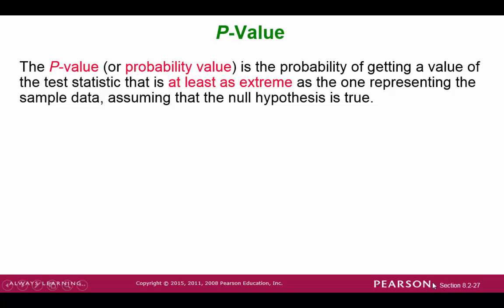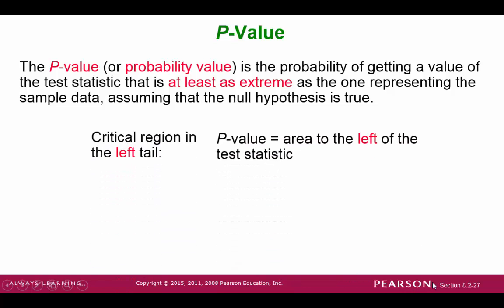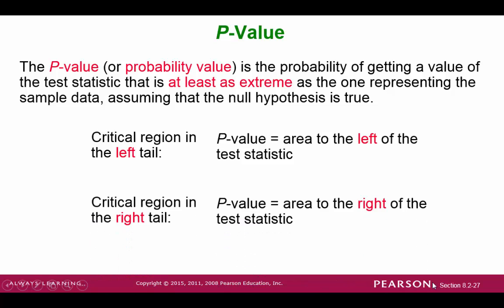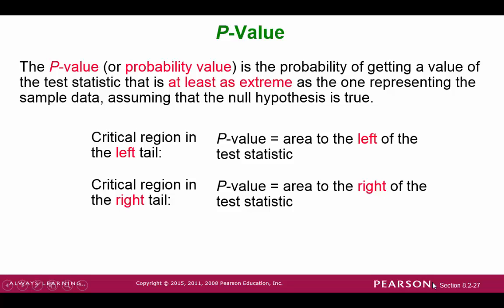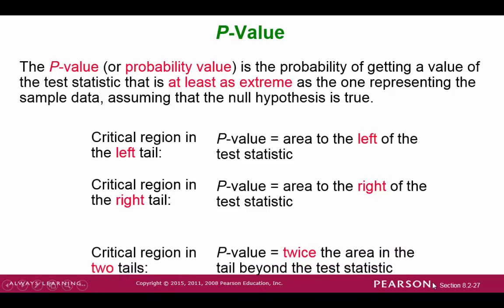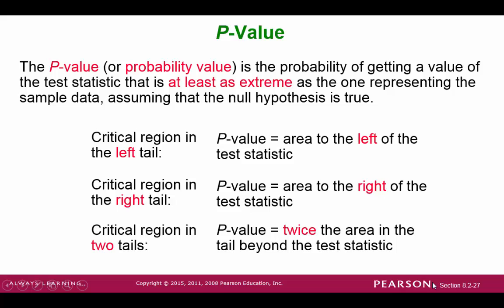The p-value is called a probability value, and it's the probability of getting a test statistic at least as extreme as the one representing the sample data. So if the critical region is on the left tail, the p-value will be on the left side. And if the critical region is on the right, the p-value is going to be the area from the test statistic to the right side. Now, the tricky part is that if the critical region is in 2 tails, then our p-value is going to be twice the area in the tails beyond the test statistic.